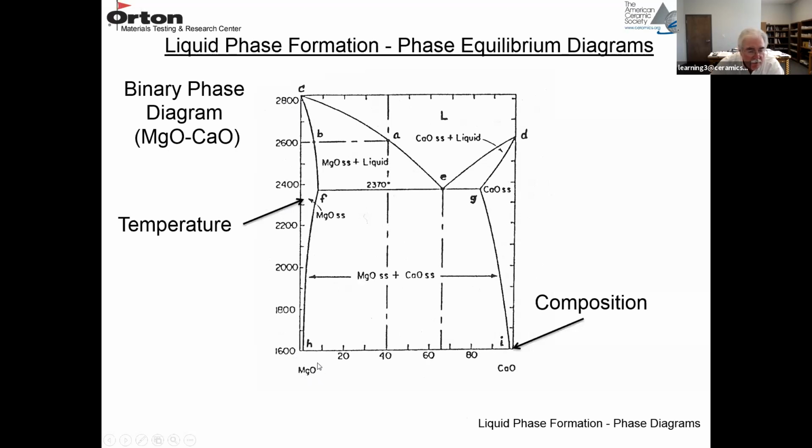The left-hand side is 100% MgO. The right-hand side is 100% CaO. So if we're on the left-hand side, we're increasing the CaO content from 0 to 100%. If we're on the right-hand side, we're increasing the MgO content from 0 to 100%. Basically, we have composition in the X direction and temperature in the Y direction. The phase diagram is essentially a map. It's telling you at what chemistry and what temperature, what phases are present.